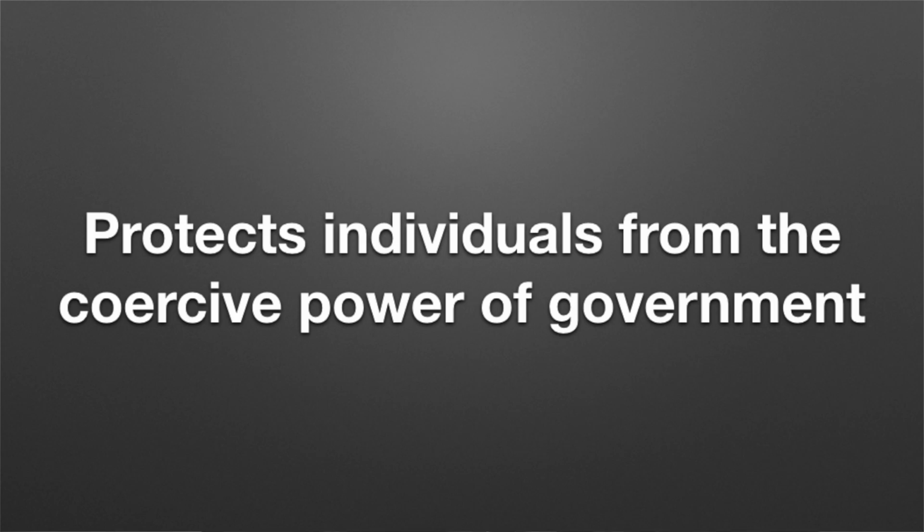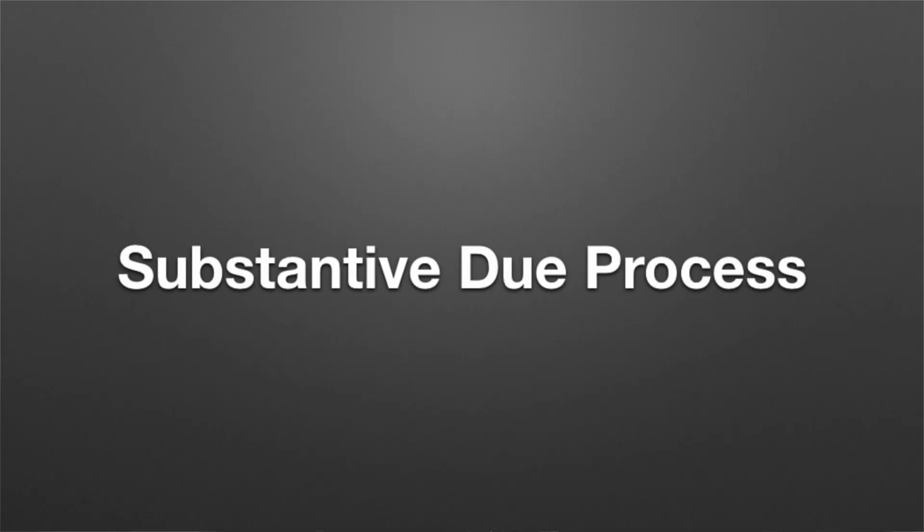Procedural due process protects individuals from the coercive power of government by ensuring that adjudication processes under valid laws are fair and impartial. Substantive due process issues involve the state's power to regulate certain activities.